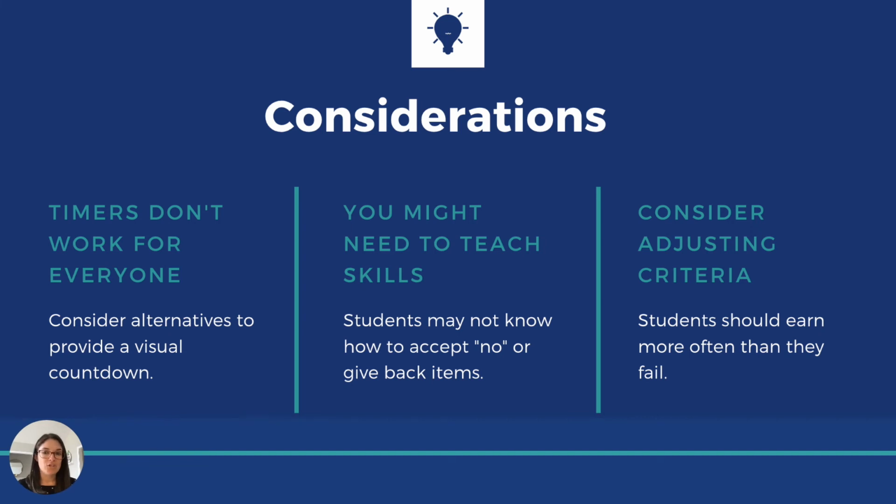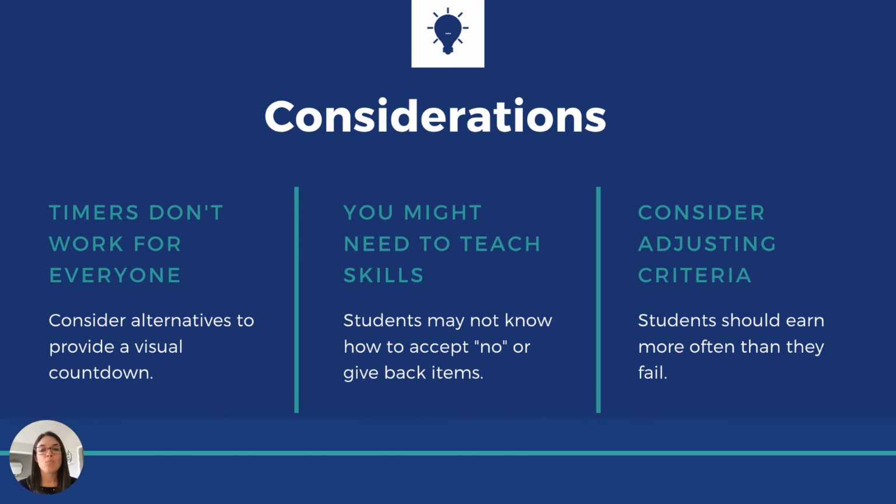Another consideration is that you might need to teach some skills. So even using the strategies outlined in this behavior break, some students may engage in inappropriate behaviors when they hear a no or having to give something back. In this case, it will be important to teach them how to respond in this situation. You can use your reinforcement system to help teach these skills by awarding points or tokens when they respond appropriately in these situations.